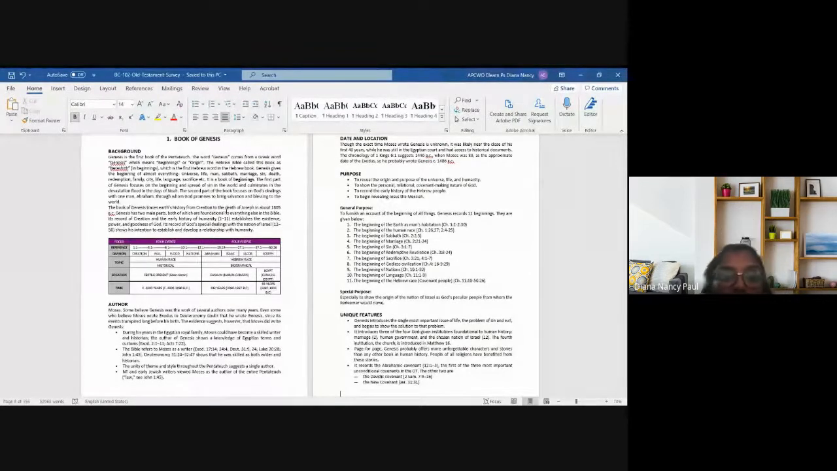Some believe Genesis was the work of several authors over many years. Even some who believe Moses wrote Exodus to Deuteronomy. But what does the scripture say? The scripture says that Moses wrote this book. In the Old Testament and also in the New Testament, the scripture clearly mentions Moses as the author of these first five books.